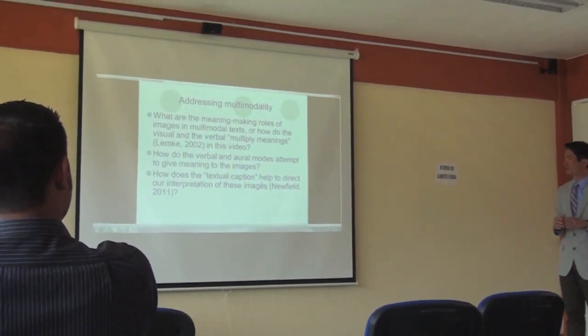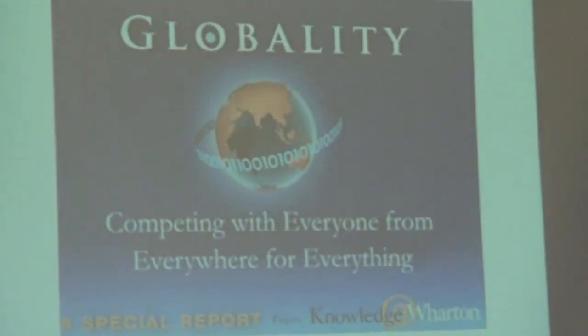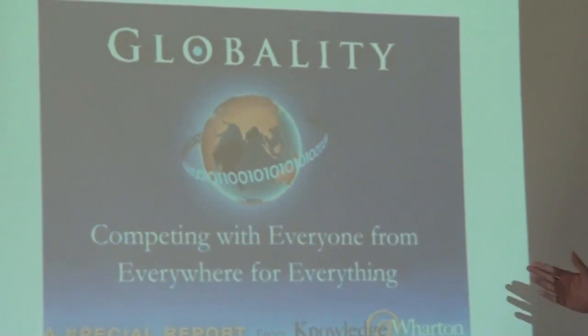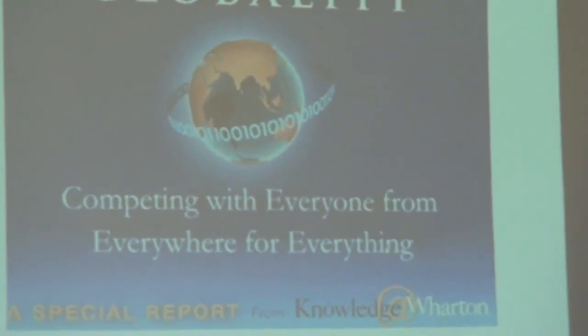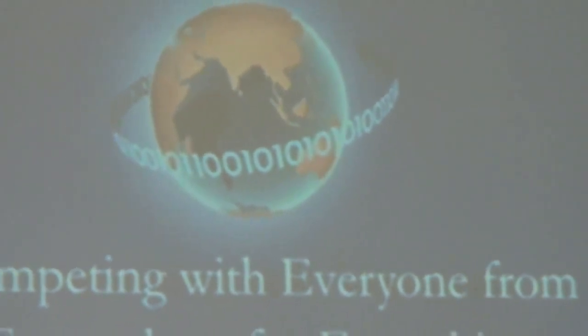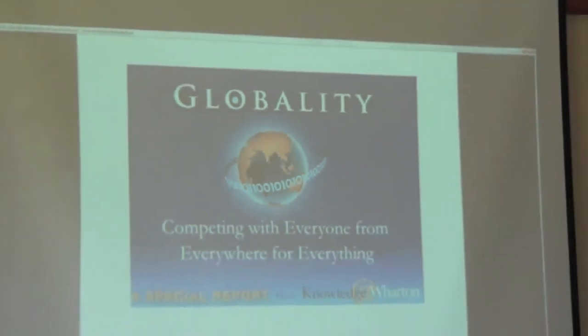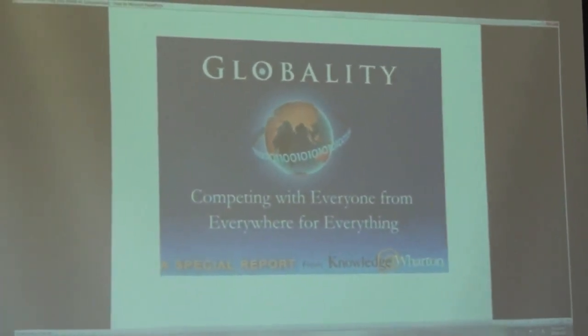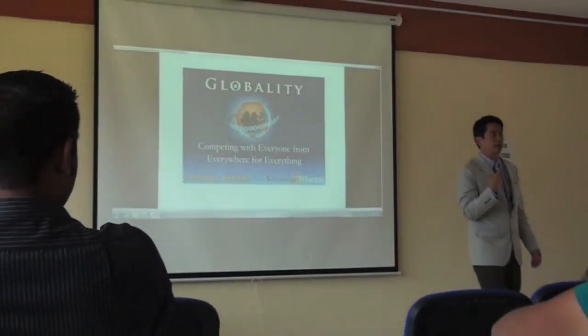And how does the textual caption help us to direct our interpretations of these images? So, again, let's go back to this image here. What do you notice about this particular image of the planet? Is there any interesting detail that jumps out at you? The reference to computing system. Okay, right. So we see the binary code, the reference to the computer system, the binary code kind of encircling the planet, which might mean what?